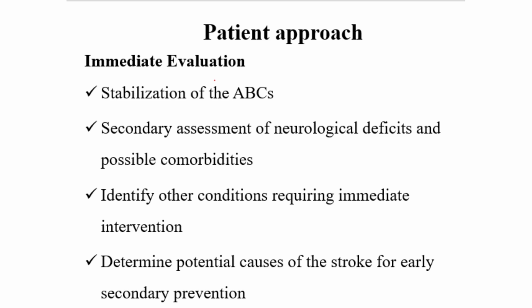There are some clinical classifications of stroke other than this. The first one is transient ischemic attack. The second one is evolving stroke. The third one is complete stroke. And the fourth one is minor stroke. These are the clinical classifications of stroke other than the main ones.